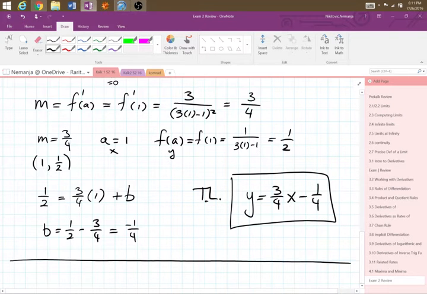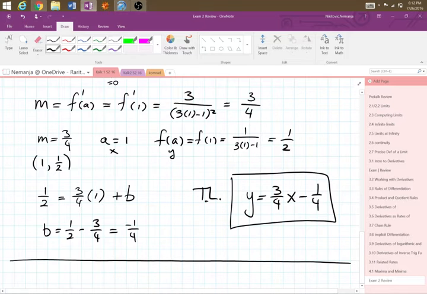Procedure for the tangent line is always the same. We first find the y value, if it's not given, because that makes you happy. And then we find the derivative, plug the x value into the derivative to find slope m, and then you have m, x and y, and then find the line.